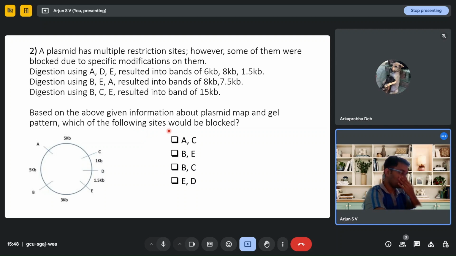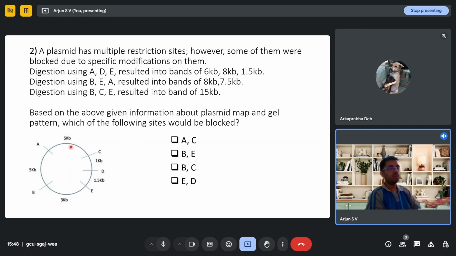Normally you can go around solving this problem by seeing how the plasmid pattern would look if you cut AD, and so on. But if you ask me logically how I will go around solving this.